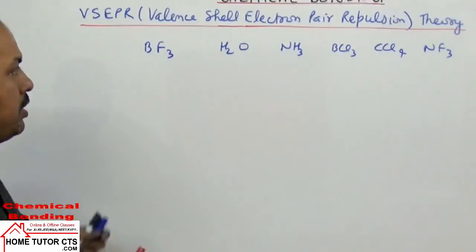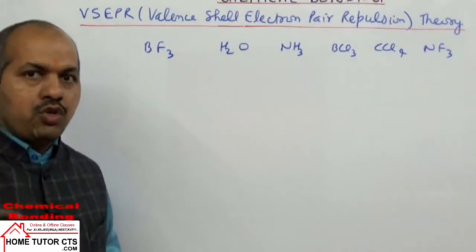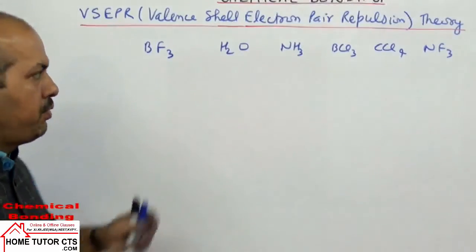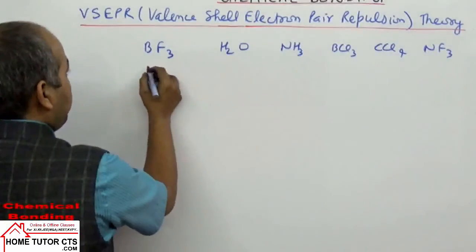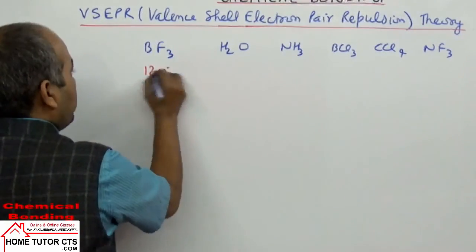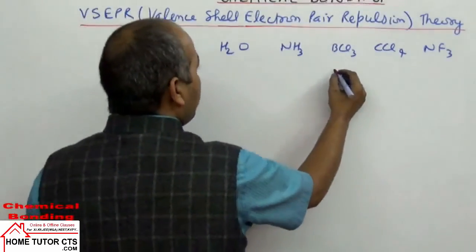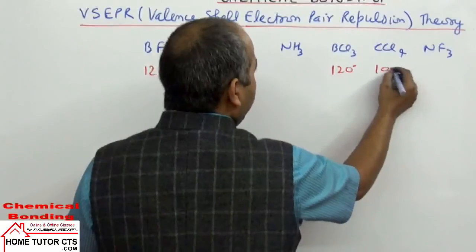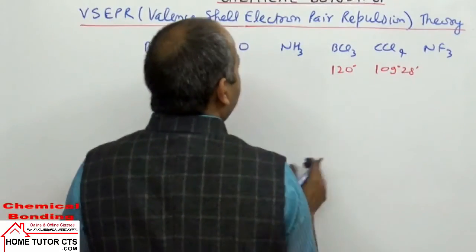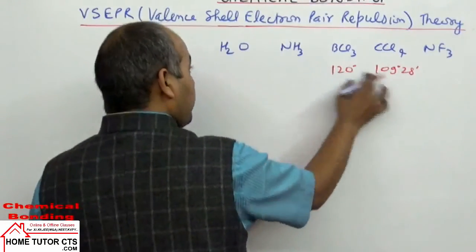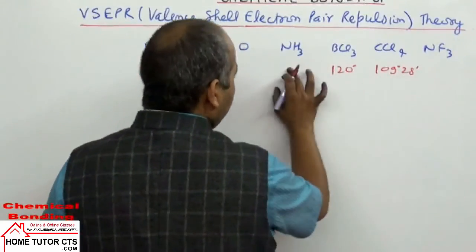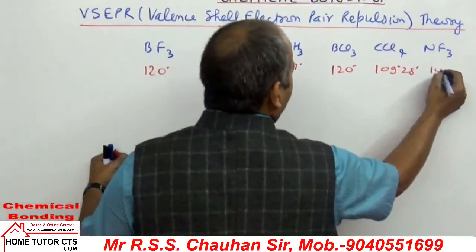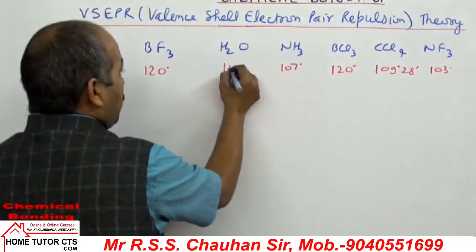Now coming to the solution. In solving such questions, for some molecules where you are sure of the bond angles, write them first. BF3 has trigonal planar shape. It has a bond angle of how much? 120 degrees. BCl3 has a bond angle of 120 degrees. CCl4, with no lone pair, has a bond angle of 109 degrees 28 minutes. Then we can take ammonia. It is less than this value. It is much less than this value. It is 107 degrees. NF3 is 103 degrees. Water has a bond angle of 104 degrees.